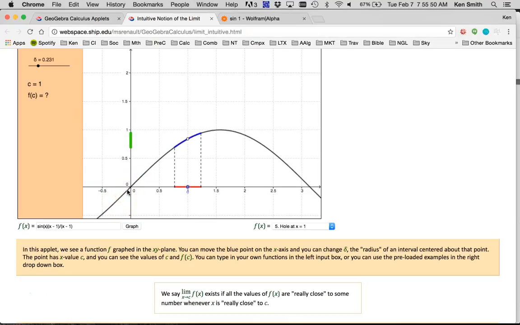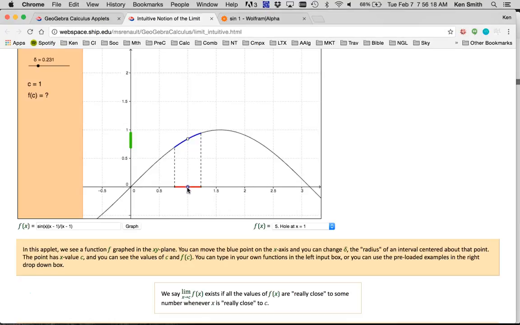The function is sine of x times x minus 1 over x minus 1. This has the effect of giving us the sine curve, except it puts a hole at 1. If the function is sine of x times x minus 1 divided by x minus 1, the function is undefined when x is 1 because we have a 0 in the denominator. However, what is the limit as x approaches 1?